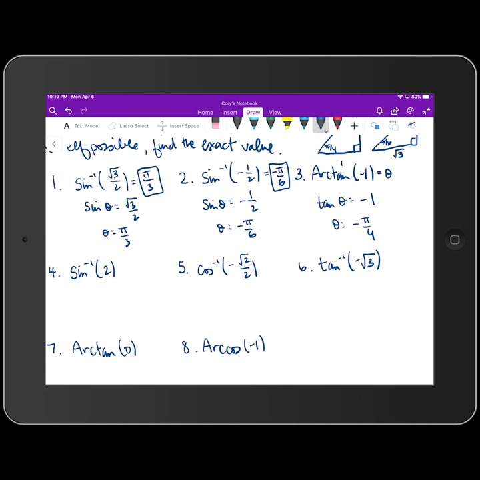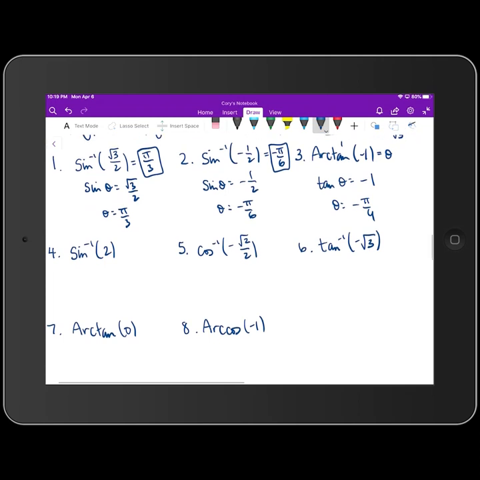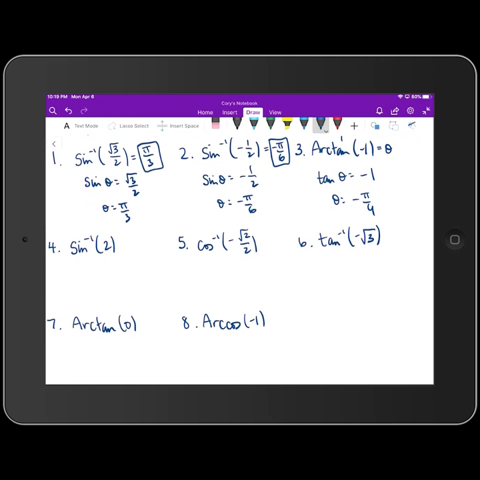Okay, so let's go ahead and take a look at problems 4 through 8. I'm going to run through these a little bit quicker, except with the cosine inverse function, because that one we haven't looked at yet, and that one's a little bit different from inverse sine and inverse tangent.